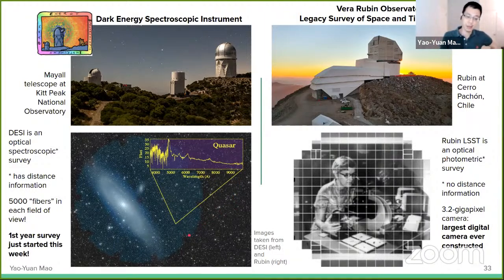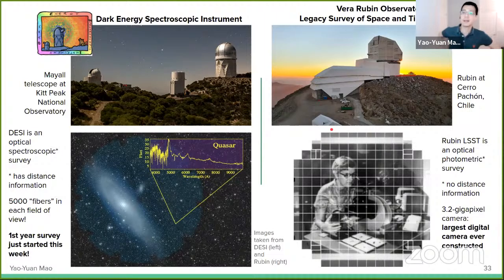And so here you can look at a picture. In the field of view of this telescope, it can put 5,000 fibers in the field of view. It means that it can measure 5,000 objects' distances at once. And so this is a very powerful tool that will map out about 1/3 of the full sky, measuring distances to billions of objects. And the first year of the survey actually just started on Monday this week. So I'm really excited about this survey.